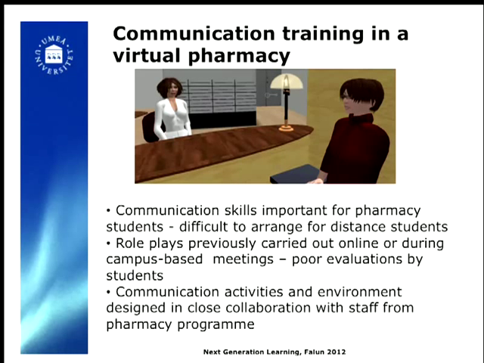So we decided to develop this virtual pharmacy in Second Life so that they could be in what was to them an authentic learning environment.